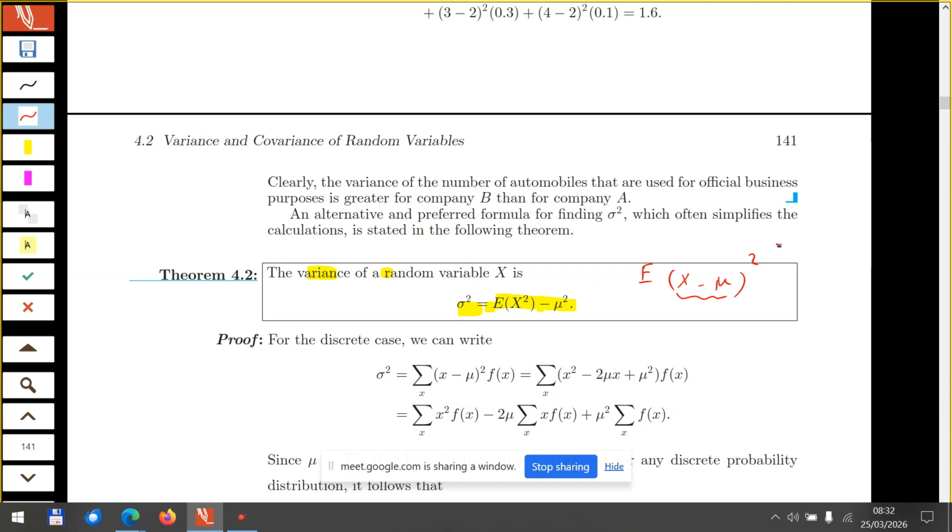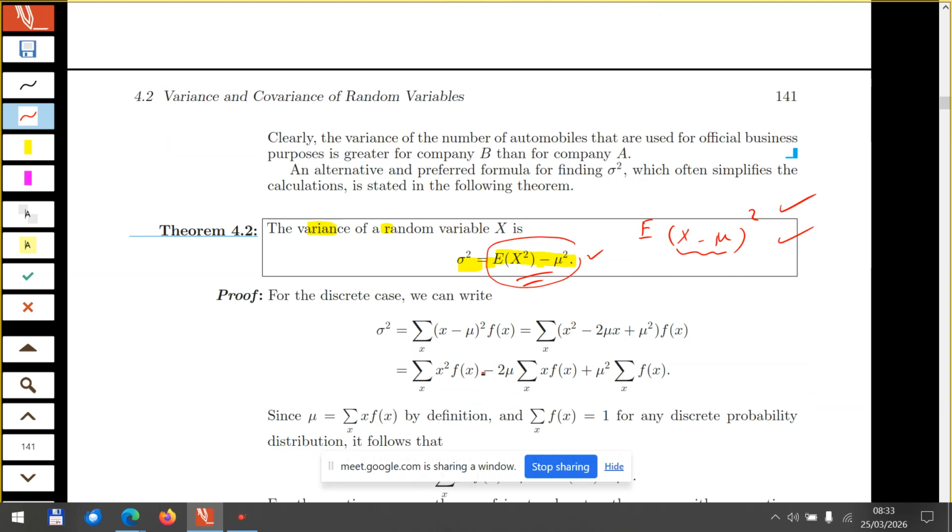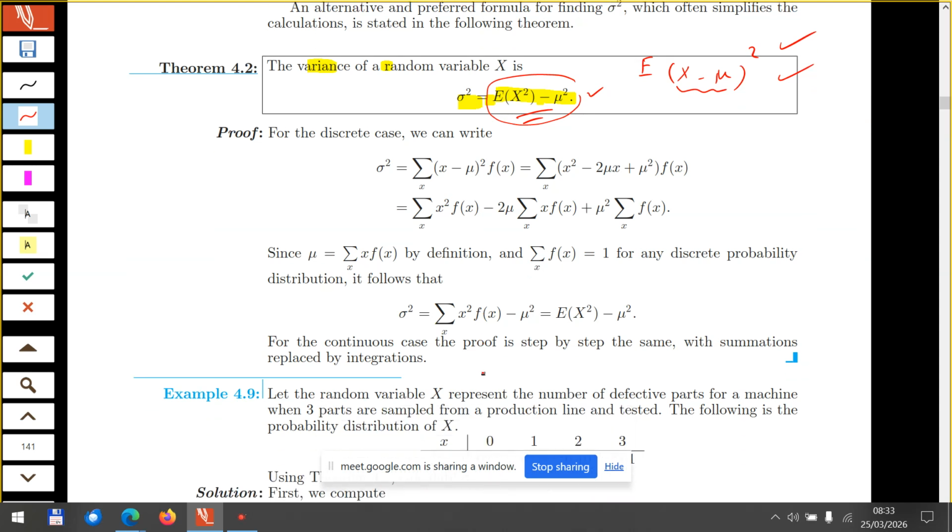Now, conceptually, this one is better because this conveys the idea of variance, but computationally, this one is better. Never think of this as the definition. This is the definition, and this is the computation. And we also proved it. The proof is much easier if you use the fact that E is a linear operator. So linearity allows this to be proved quickly.